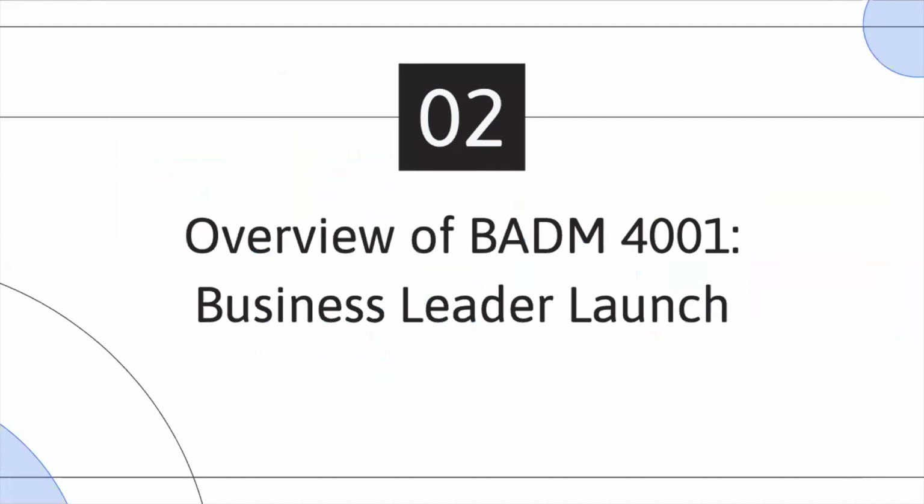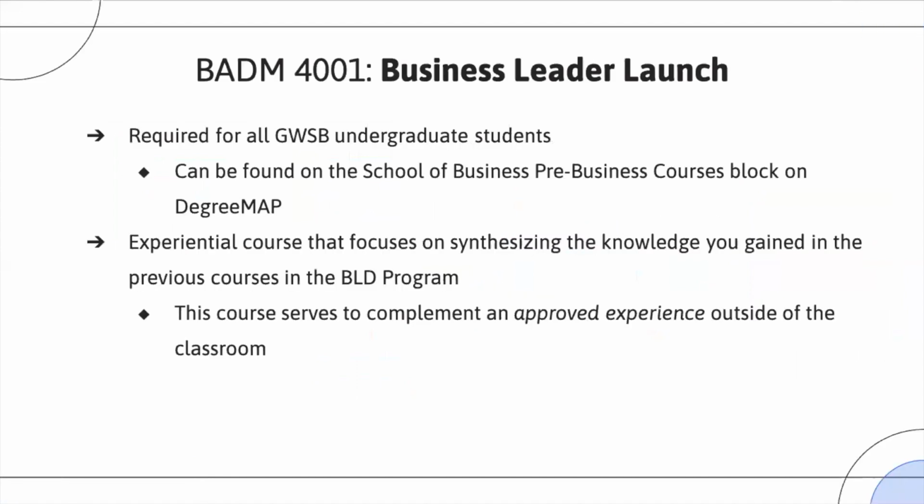So next, we're going to cover an overview of Business Leader Launch. This course is required for all GWSB undergraduate students and can be found in the School of Business Pre-Business Courses block on DegreeMap. BADM 4001 is an experiential learning course designed to help students synthesize what they've learned in their previous BLD courses and assist them in applying their knowledge to an approved experience outside of the classroom. Unlike courses at the 1000 or 3001 level, this course does not meet weekly, as much of the learning is done through the student's experiential opportunity. The professor of your given section will share a tentative schedule for class sections on Blackboard in the beginning of the semester.